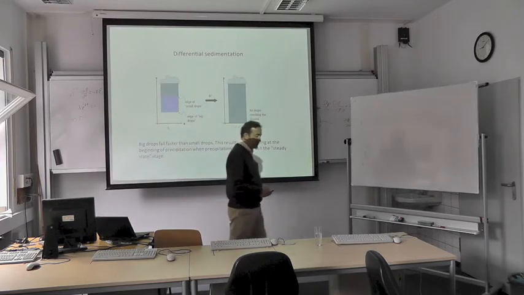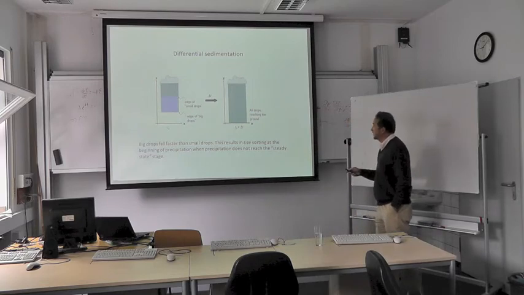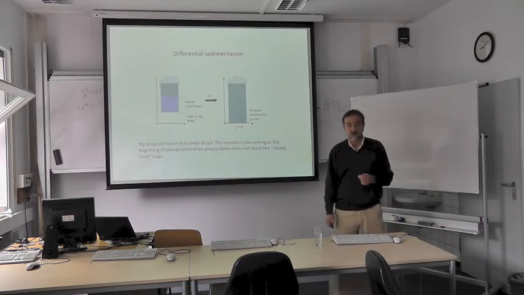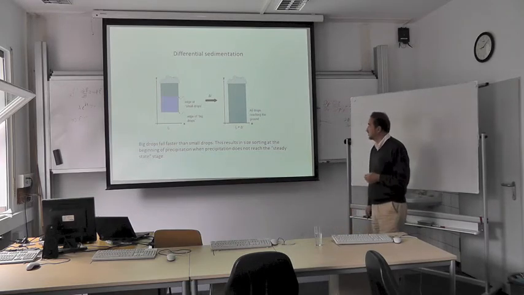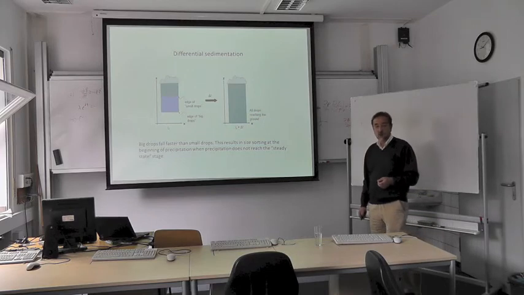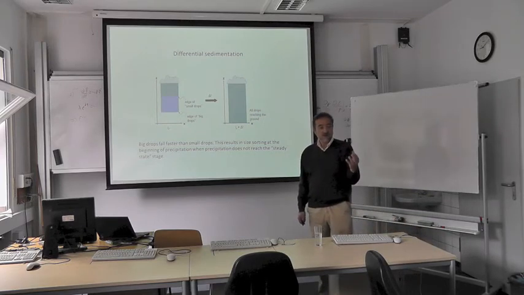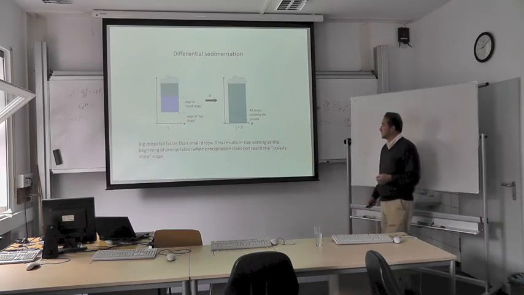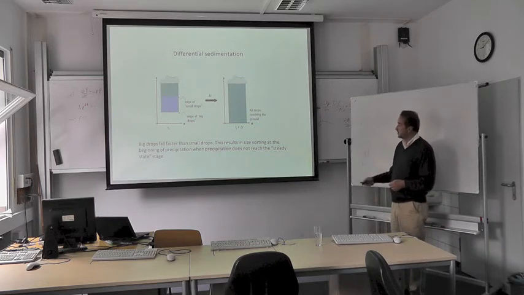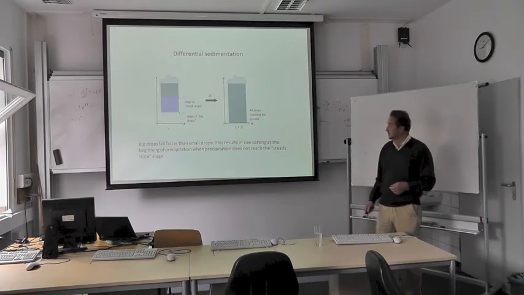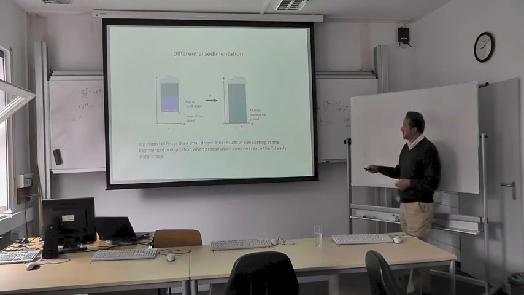What is differential sedimentation? It's very simple. Whenever the cloud forms, and it usually starts forming maybe 3-4 kilometers above the freezing level, any convective cloud, it simply takes longer for small raindrops to reach the ground. So bigger raindrops that are formed during some coalescence process simply fall faster. That means that during this transitional stage of cloud development, we have more bigger drops at the lower edge of the cloud.